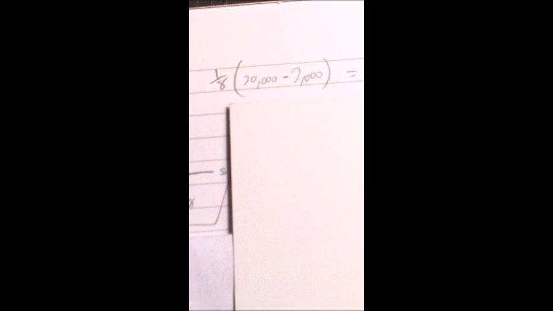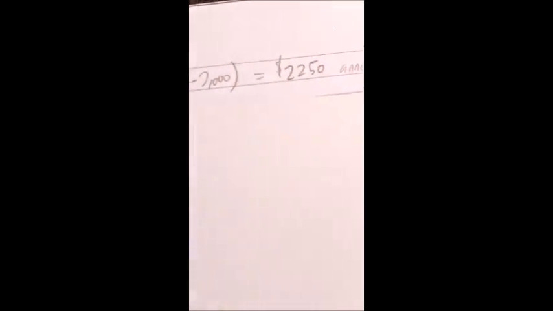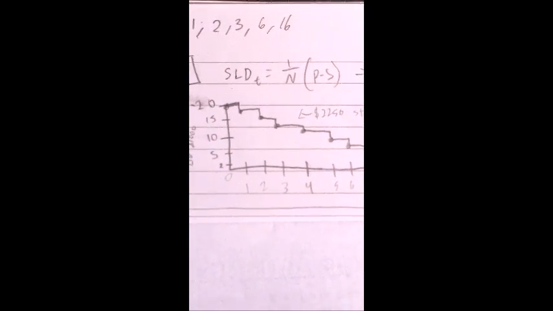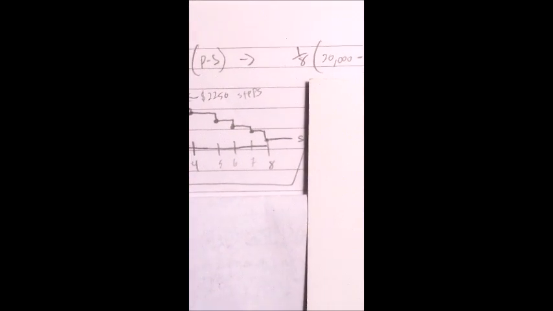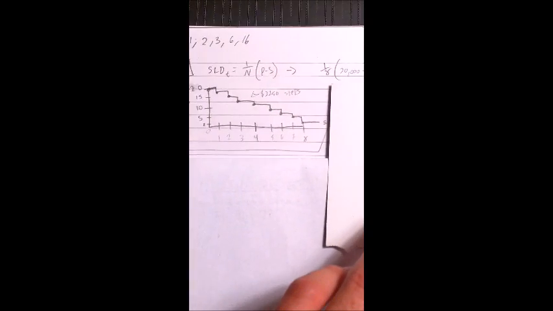So when we plug that into the equation, 1 over n is 1 over 8, and our p minus s value is 20,000 minus 2,000, and that gives us $2,250 of annual depreciation. And when we put it into a graph, the y-axis being in thousands, we see that every year, starting at $20,000, it goes down by $2,250 every year until it hits the 2 value, which is kind of small. But it goes down after 8 years and hits that salvage value and just continues on from there. And that's the answer to 16.1.